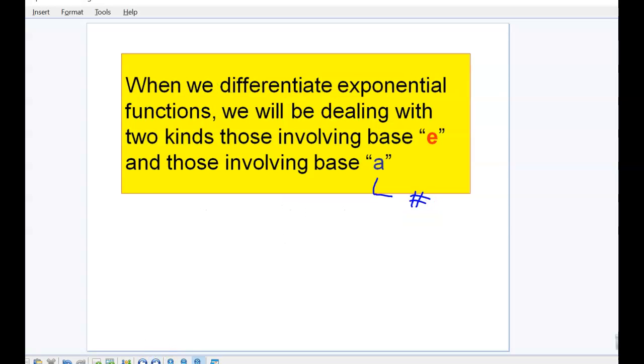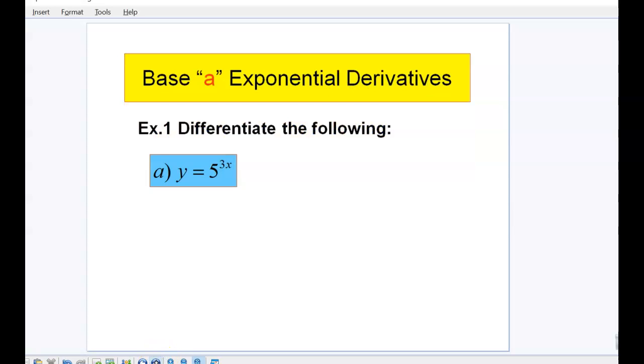When we differentiate exponential functions, we'll be dealing with two kinds, those involving the base e and those involving the base a. And there's basically two different approaches with these. They're similar, but there's one extra step that's required for base a exponential equations. So let's start with base a, and I'll walk you through the first example, and then I'll give you the formal definition. So let's say that we're given y equals 5 to the 3x.